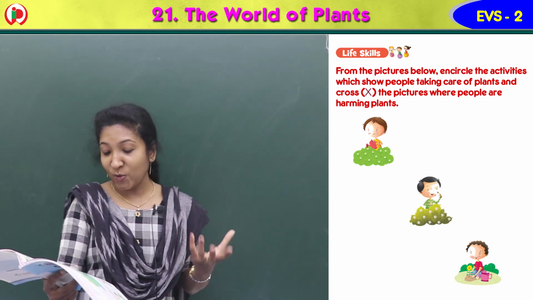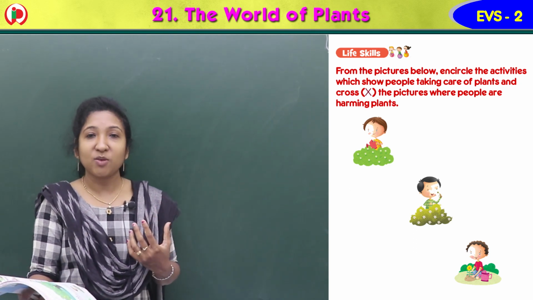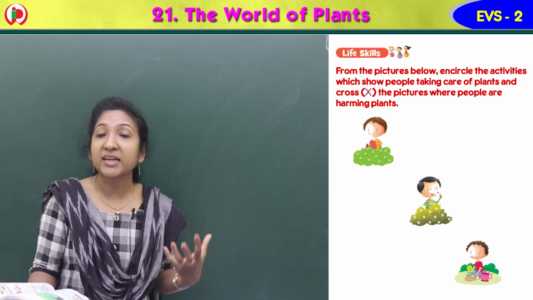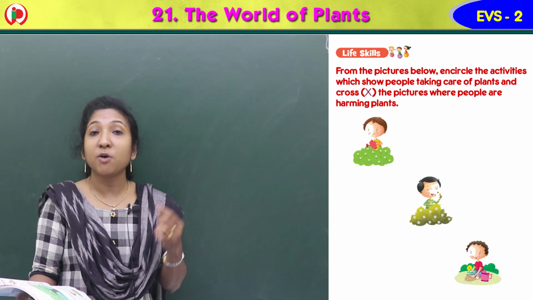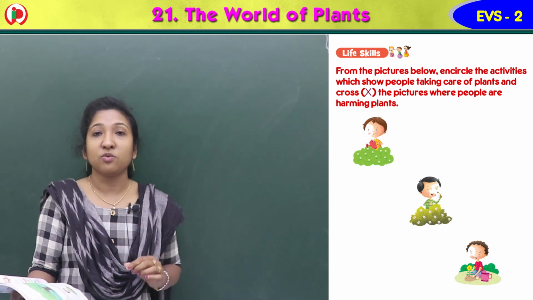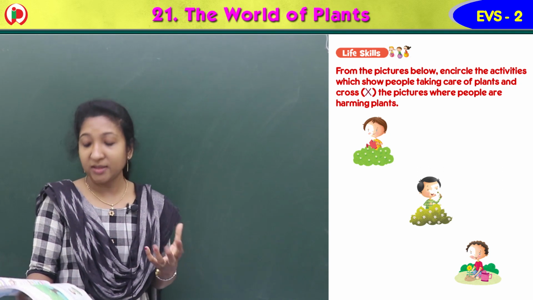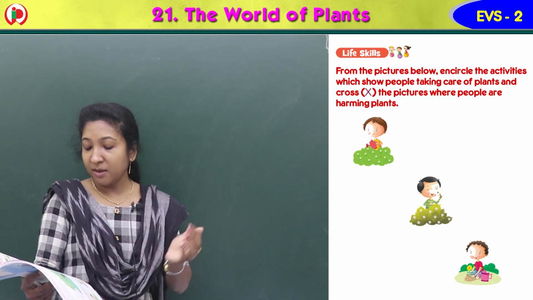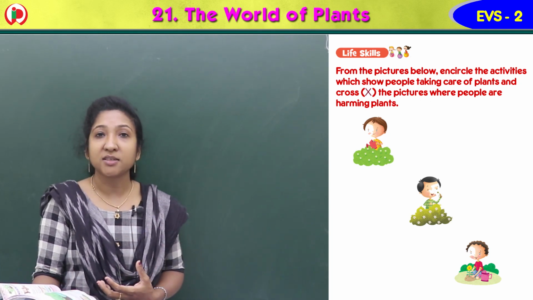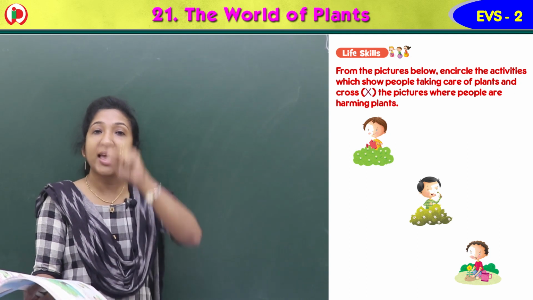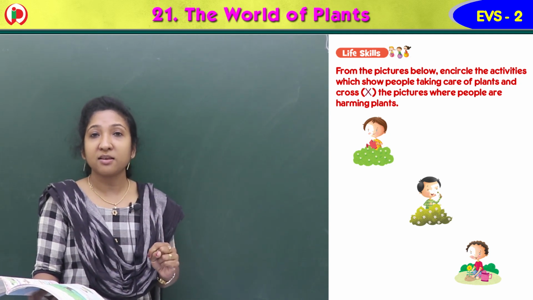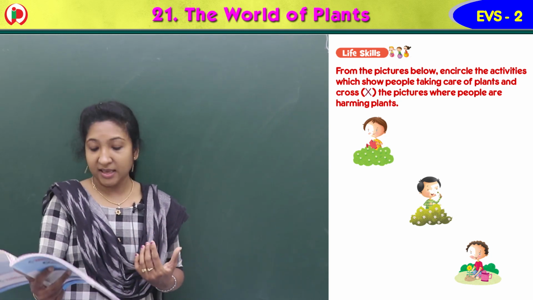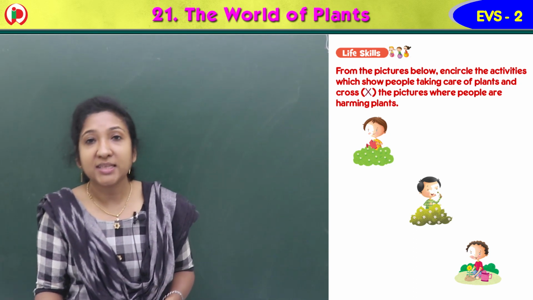Then third one, wow, a child is planting something. What is he planting? A sunflower plant. Wow, it is so good, a good activity. We should plant a small seed whenever we get time. It is a good thing, it's a good habit, isn't it? Yes, he is planting it in the soil and he is going to water it. It's a good activity, so you can circle it. He's taking care of the plant. So the third image you can circle.